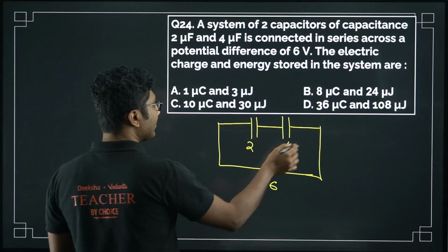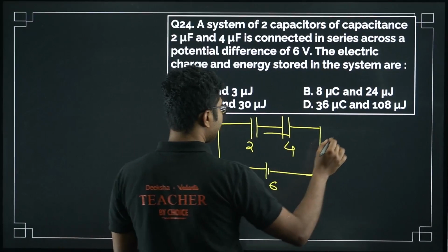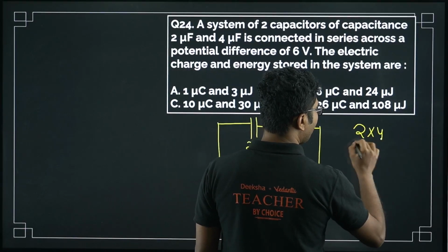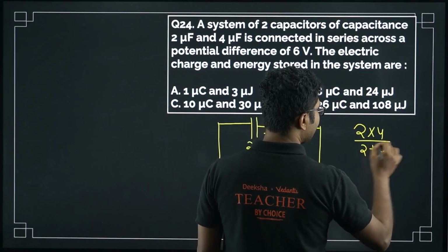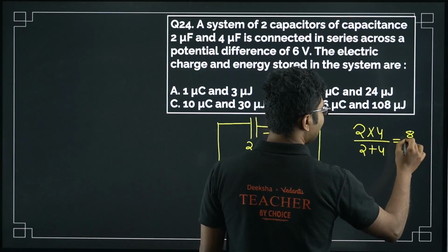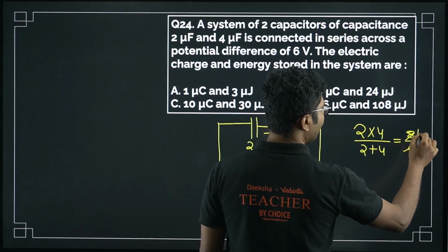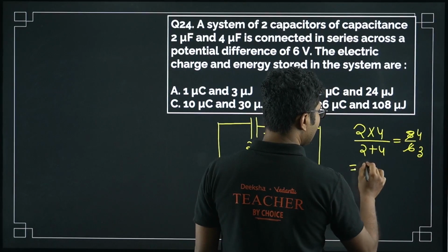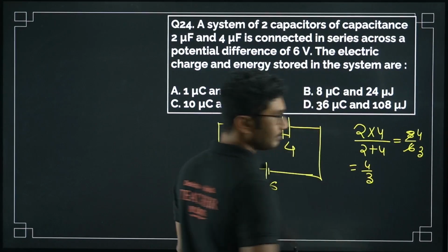Now what is the equivalent capacitance? Equivalent capacitance is 2 into 4 by 2 plus 4, so that is equal to 8 by 6. So it will be 4 by 3. So 4 by 3 is the equivalent capacitance of the system.